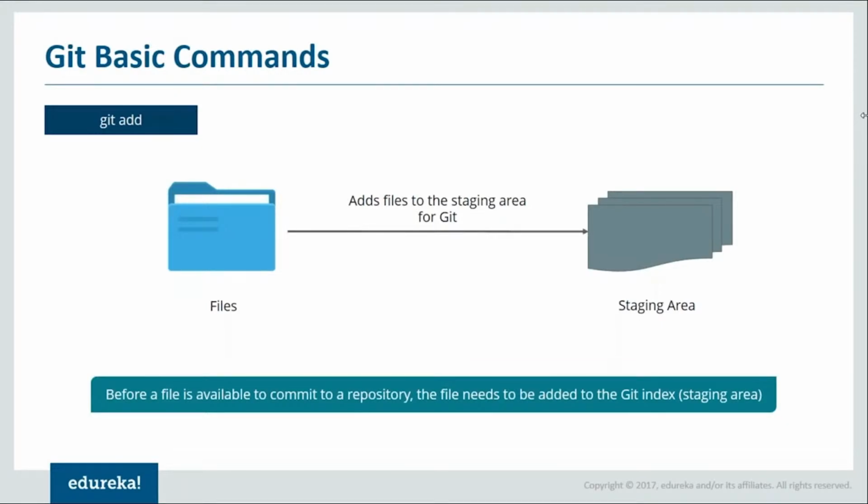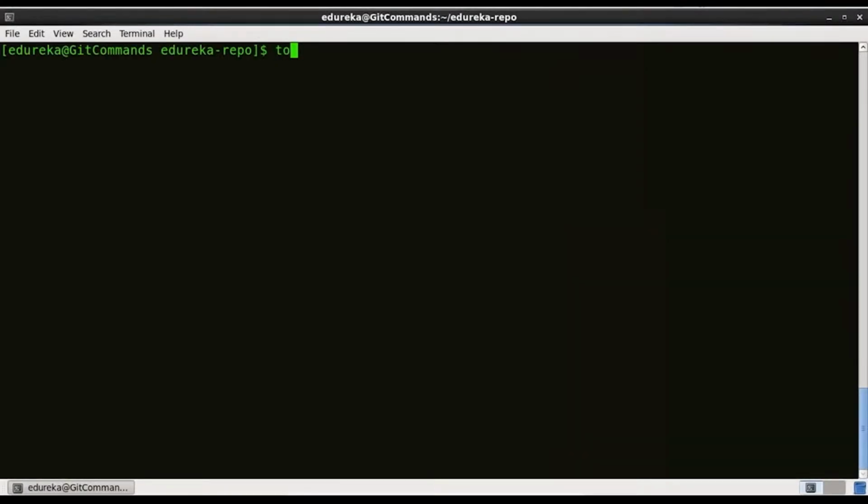So the first thing is to add your files to the staging area, which is pretty easy. All I have to do is type in git add and the file name. So let me just quickly open my virtual machine and I'll show you there. This is my virtual machine again, guys. And first, let me just create a file here. Let the name of my file be edureka.py.